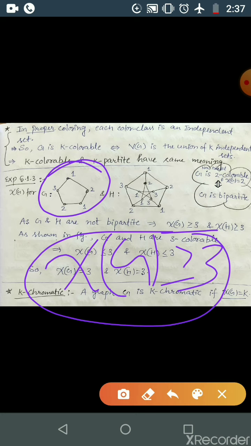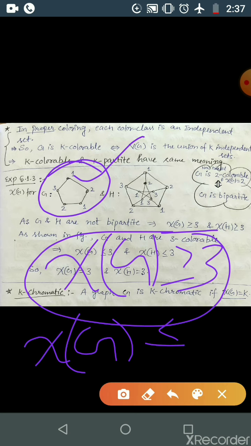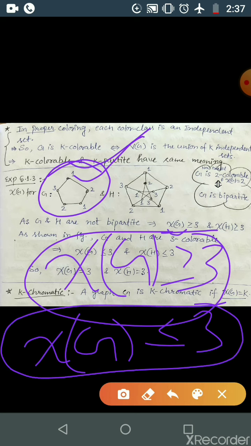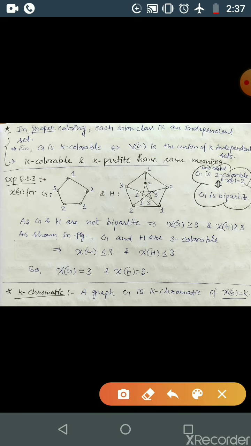And here we have just written the k coloring. Whenever we have shown that a proper k coloring exists, then G is k colorable, and whenever G is k colorable, then the chromatic number will always be less than or equal to k. Here we have shown that there exists a 3 coloring, so this is less than or equal to 3. This means greater than or equal to 3, this means less than or equal to 3, so it is exactly 3. So the chromatic number of G is 3.